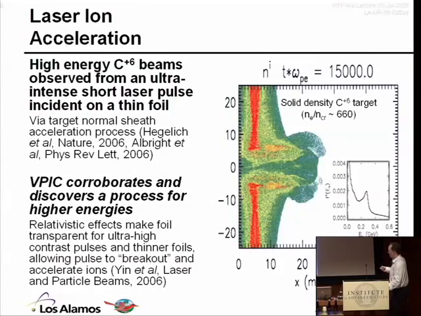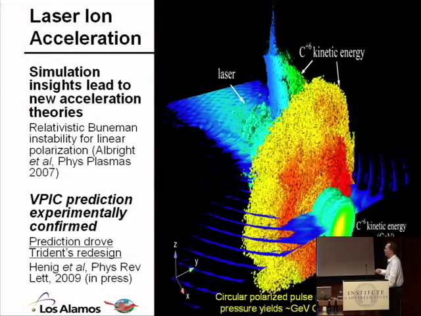But we also discovered in playing around with the parameters that relativistic effects would actually make the foil transparent if the pulse had an extra high contrast such that the pre-pulse didn't destroy the target, and also if you increase the intensity and use the thinner foil. And this relativistic effect allows the pulse to break out and give an extra acceleration, and this was published in 2006. Now, again, in the kind of typical way, you have some insights from simulation.